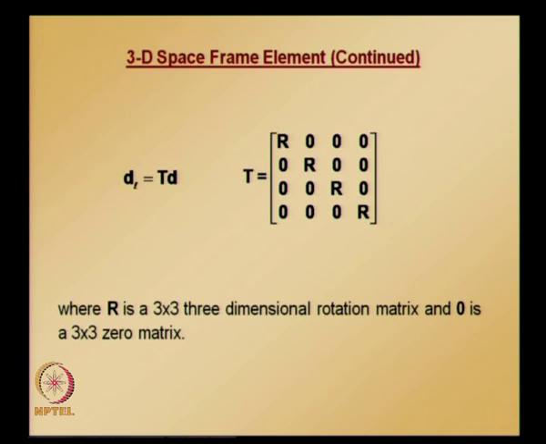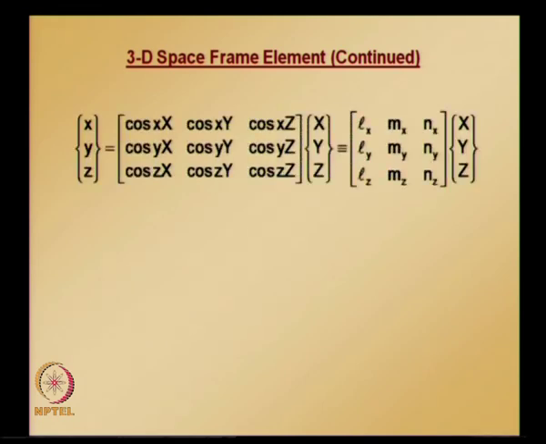The components of a vector along the local x, y, z coordinates are simply projections of its components in the global coordinate system, capital X, capital Y, capital Z, along the local axes. In matrix form, this transformation matrix R can be written in this manner, which you already looked at when we were solving space stresses. The components are just direction cosines, involving the angle between the local coordinate system and the global coordinate system.